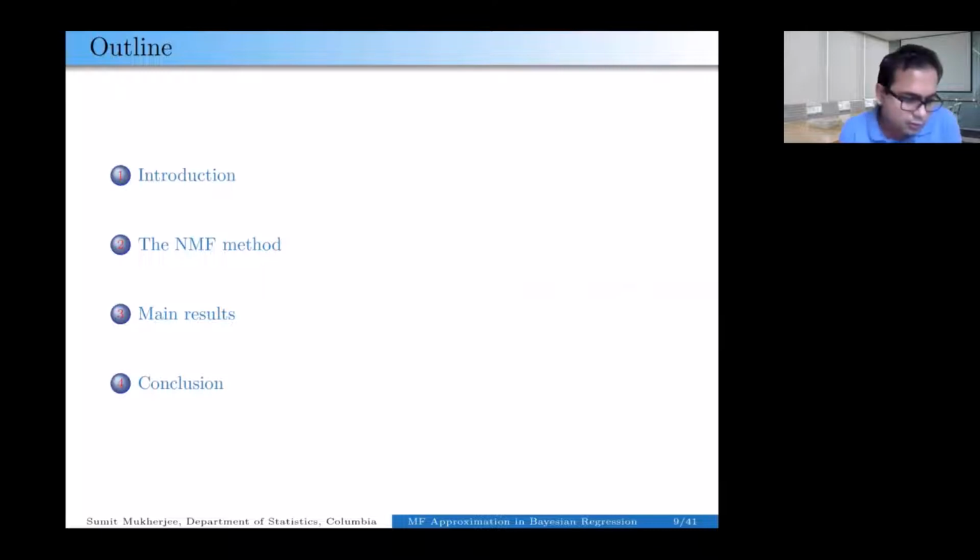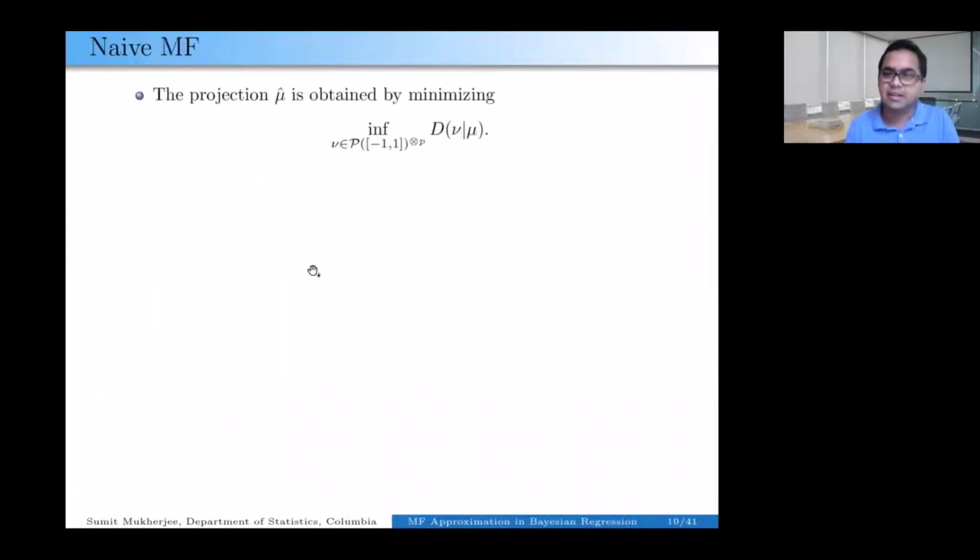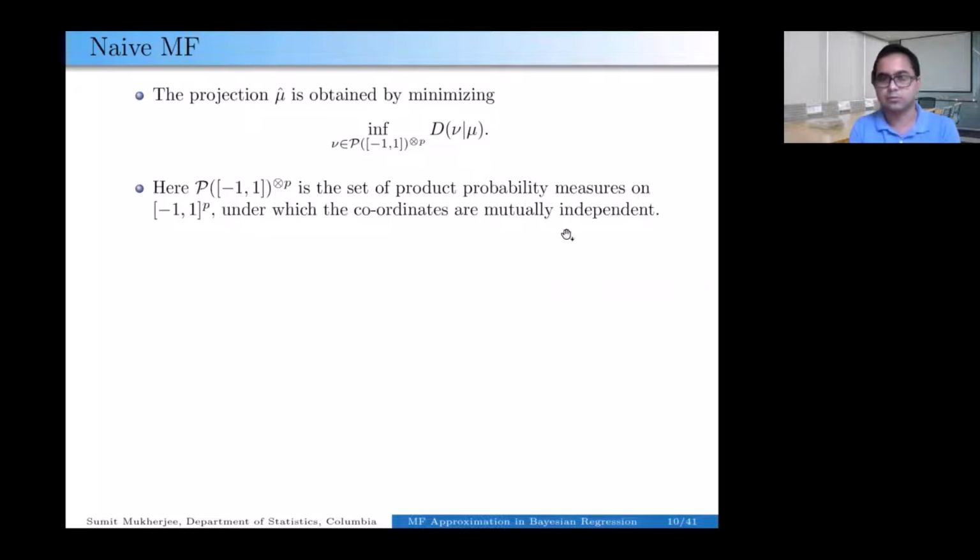Okay, so let's move on to the second part, which explains what the naive mean field method is. All right, so we'll try to explain how to do this. Again, this is something which has been done before, but just to explain that this can be done relatively easily, at least for this linear regression problem. So the way to get this mu hat is to minimize the Kullback-Leibler divergence between nu and mu. Mu is the true posterior and nu is a product measure. So this is the space of product measures. That's the notation for product measures in this talk.